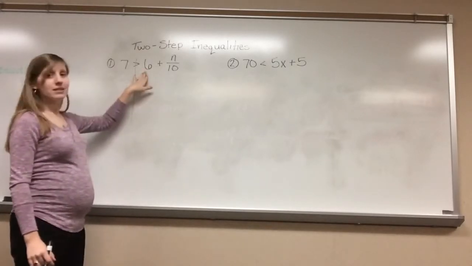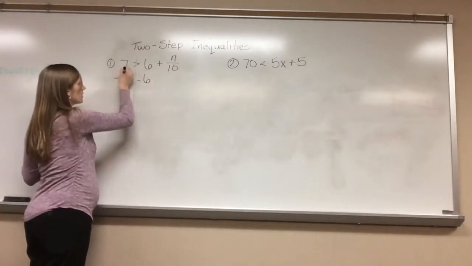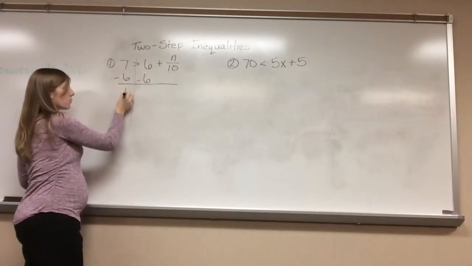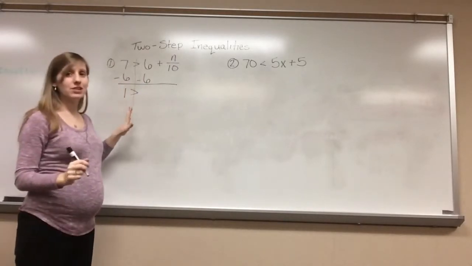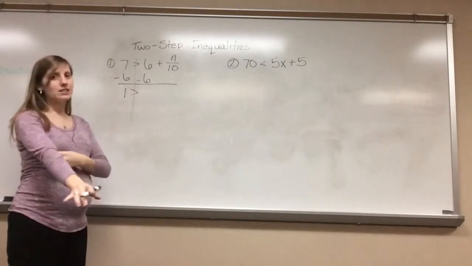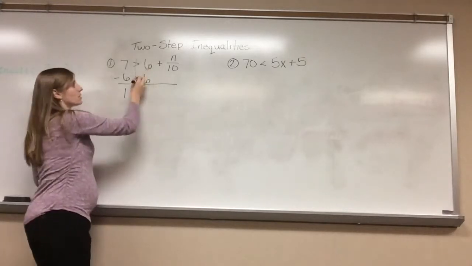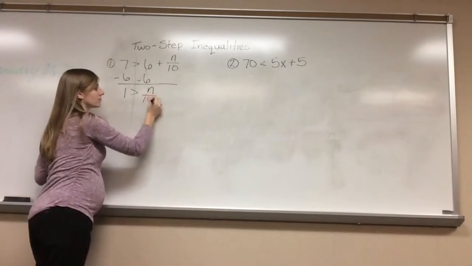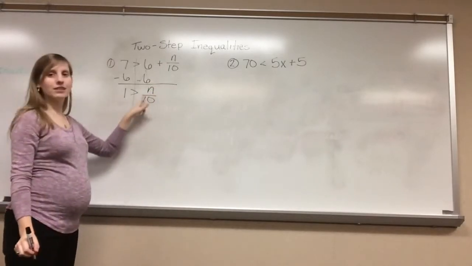So to cancel out a positive 6, I'm just going to subtract 6 on both sides. So 7 minus 6 is 1. Keep your inequality. Because I didn't do any multiplication or division, there's no way I would have to flip the sign. Remember, adding and subtracting, you'll always keep the sign the same. These 6's will cancel, and then my n over 10 just comes down. So that's step 1. Step 2 is I need to get rid of this 10.